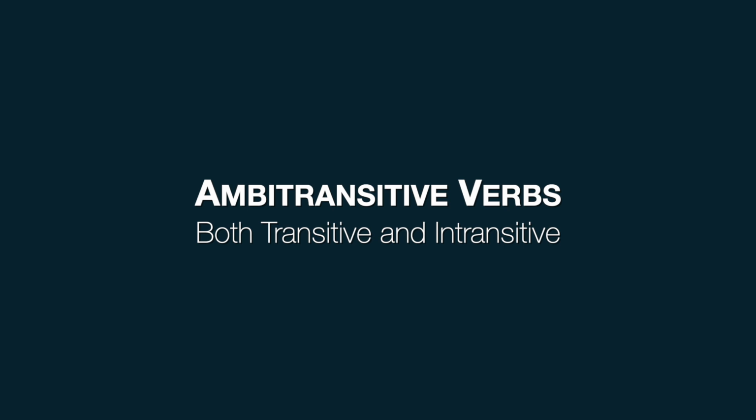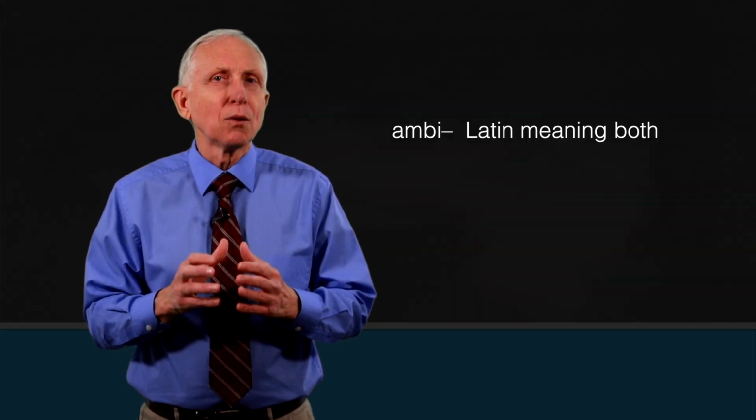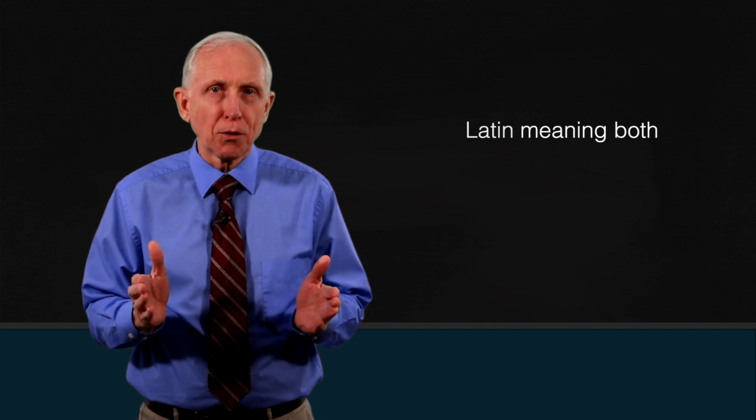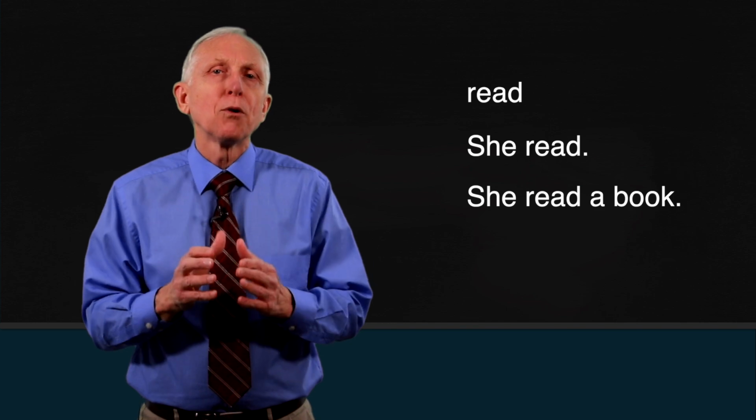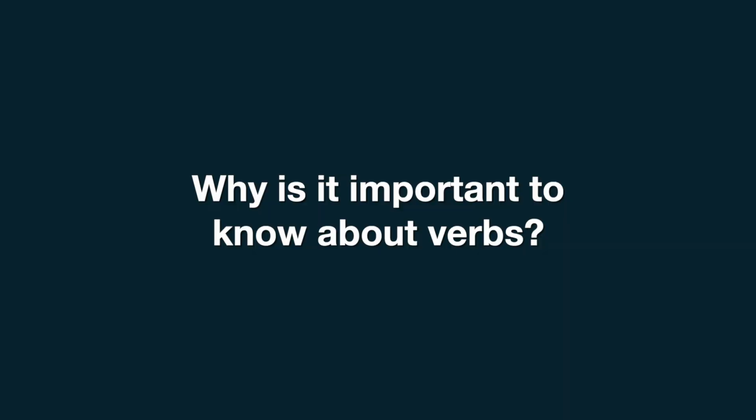And lastly, let's look at ambitransitive verbs. Now, ambi is a Latin word which simply means both. So if we take the verb read, we can say she read, or we can say she read a book. They are both correct. So why is all this important? Because you need to know when to use a direct object and when not to use a direct object.